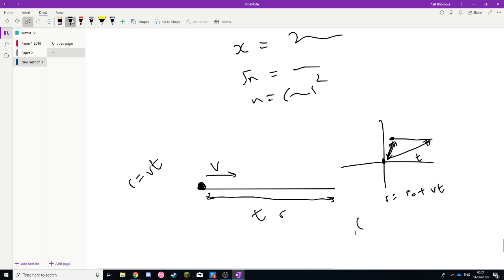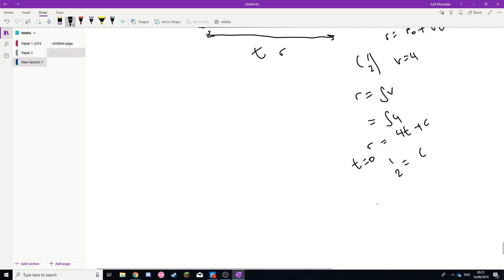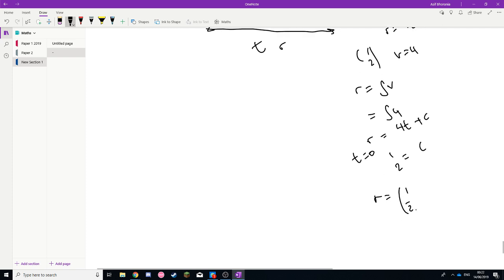They'll say something like this: initial position of the particle 1 2, velocity 4. Find the displacement equation. Well, you can just say that displacement is equal to the integral of velocity, which is equal to the integral of 4, which is equal to 4t plus c. When t equals 0, 1 2 is equal to c. Therefore, r is equal to 1 2 plus vt, where v is a vector. Does that make sense?